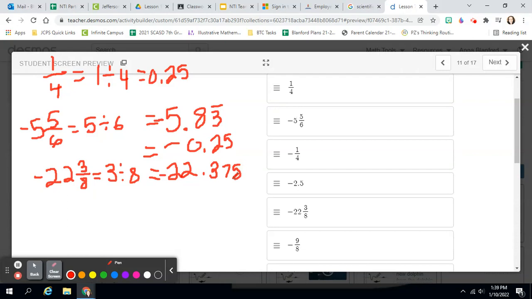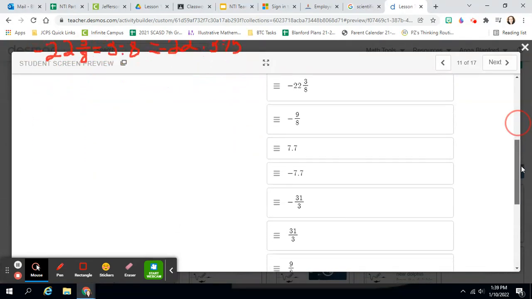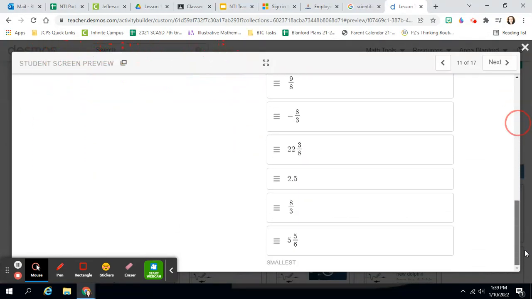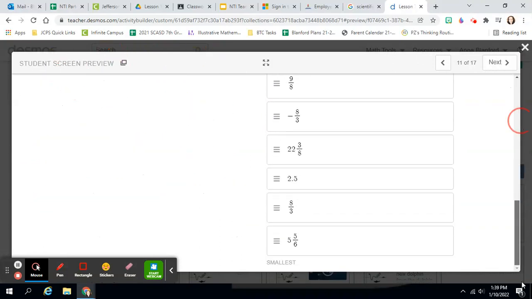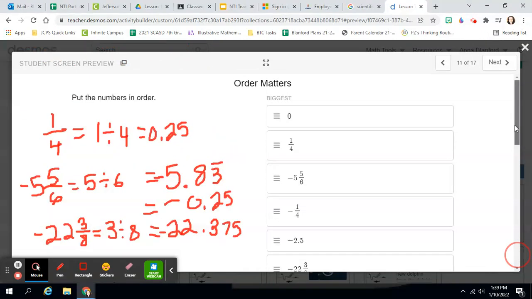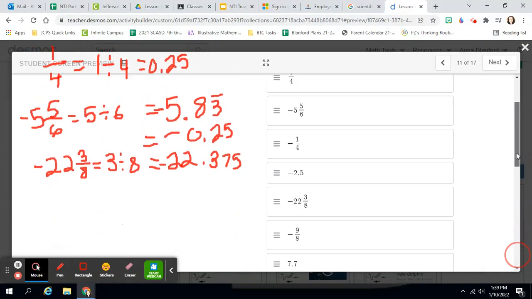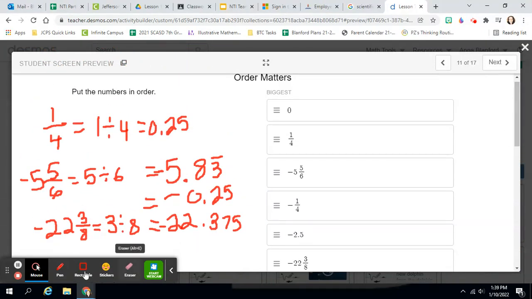22.375. Okay. So I, again, would suggest going through all of them first and then finding out their decimal form. Then that way you can put them in order from greatest to least or biggest to smallest. Okay, so why don't you pause, go ahead and do all those conversions, and then put them in order.